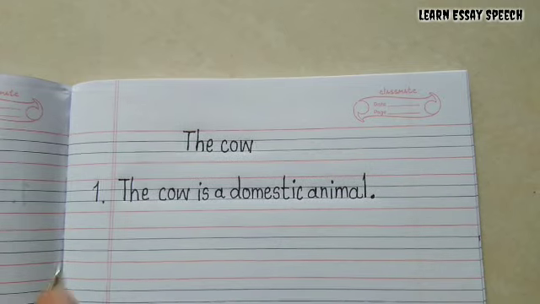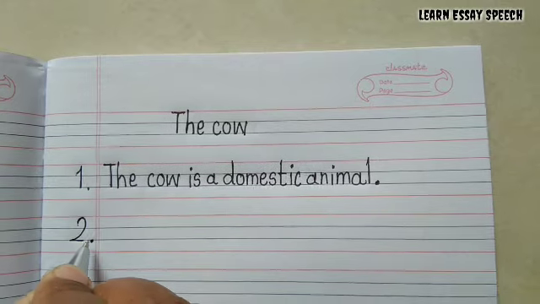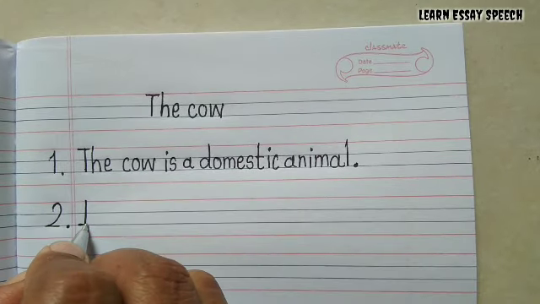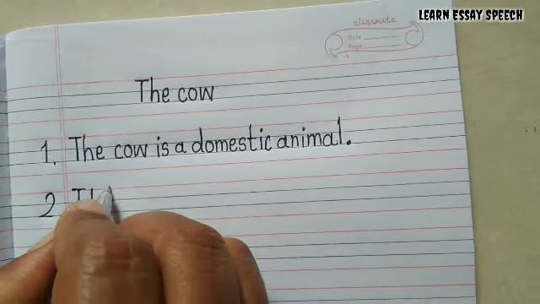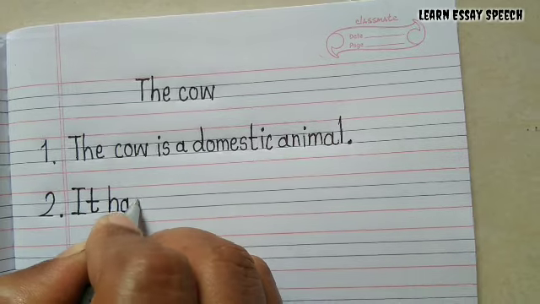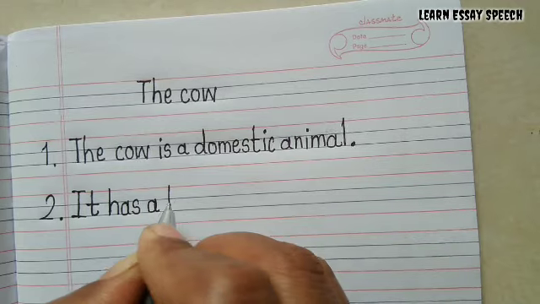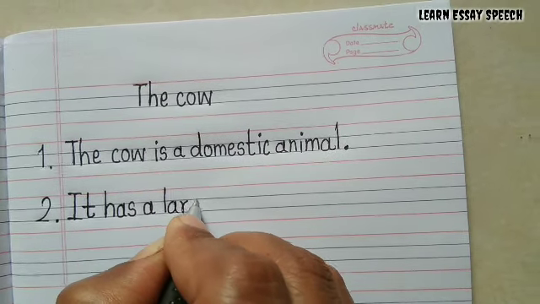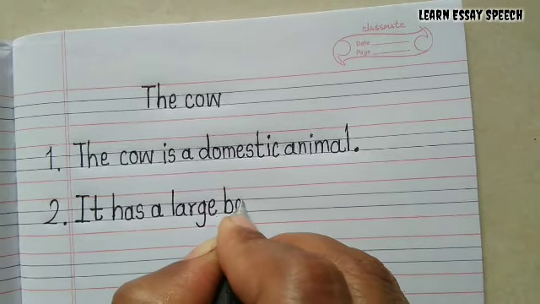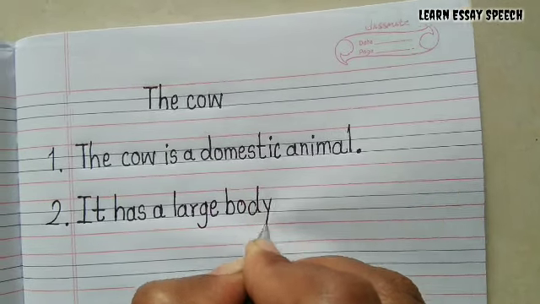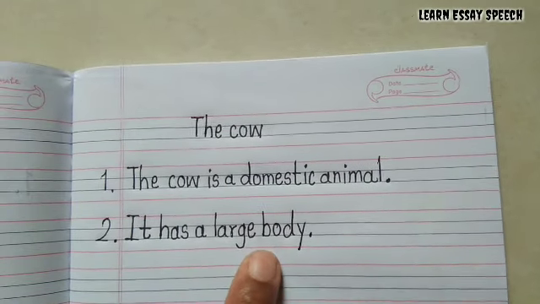Then second line, you can write like this. It has a large body. It has a large body.